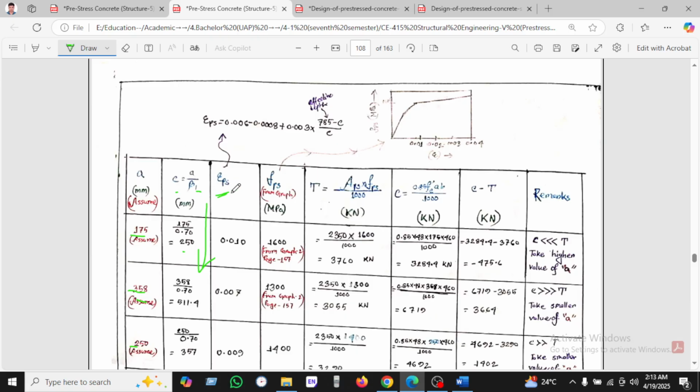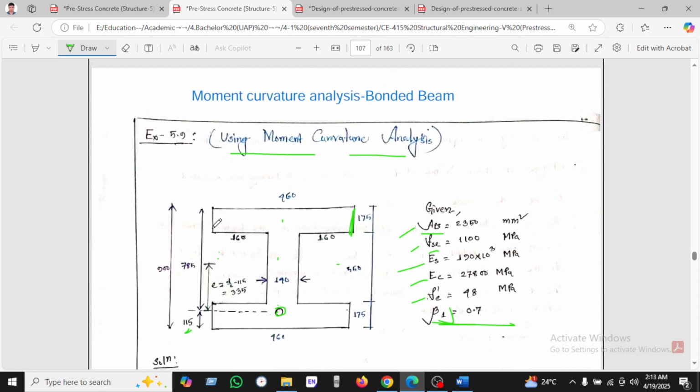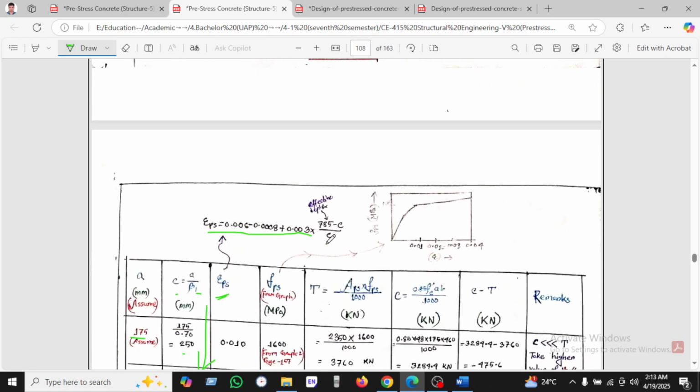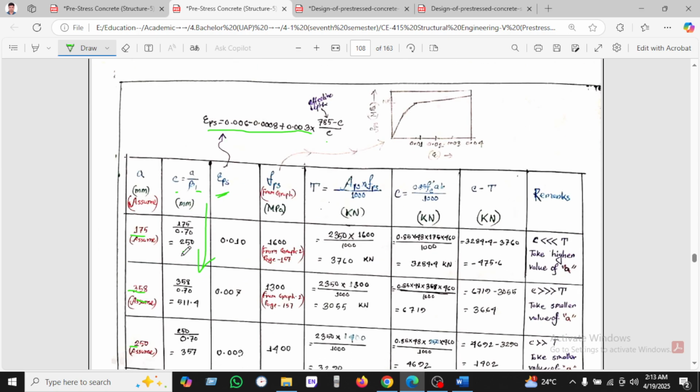I will calculate the stress fps and strain in the prestressing steel. These are the equations, and 785 is the effective depth, 785. Then c divided by c, and now we know this value is c. I will calculate the tension force, which is fps times aps divided by 1000, taking kilonewtons. Otherwise, tension force equals stress into area, and we find this value.